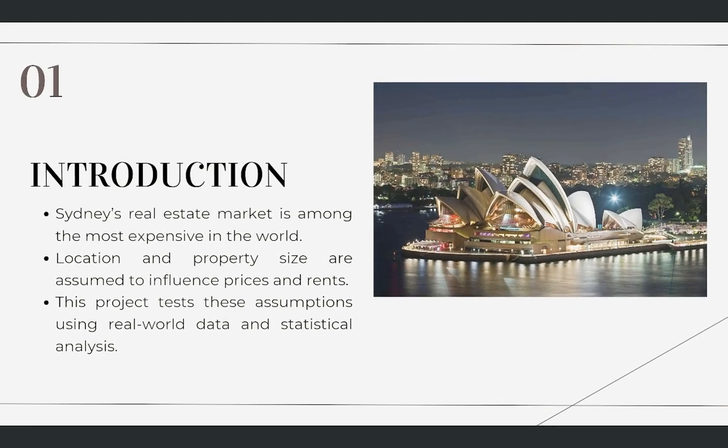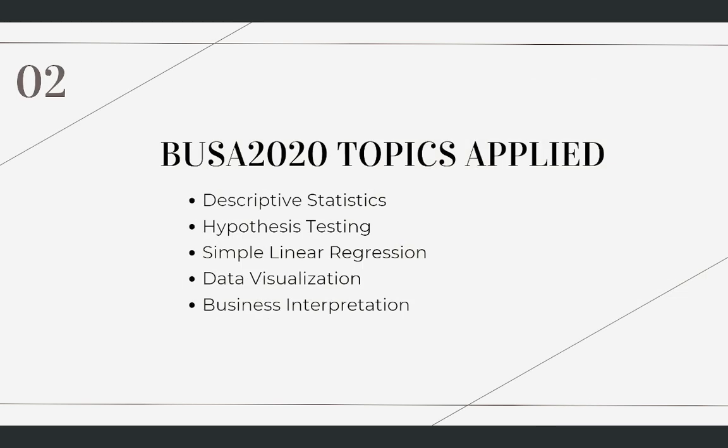We all know that Sydney's housing market is one of the most expensive in the world. It's commonly believed that location and size strongly affect price and rent. This project tests those assumptions using real data and regression analysis. In this project, I apply key BUSA2020 topics, which include descriptive statistics, hypothesis testing, simple linear regression, data visualization, and business interpretation.